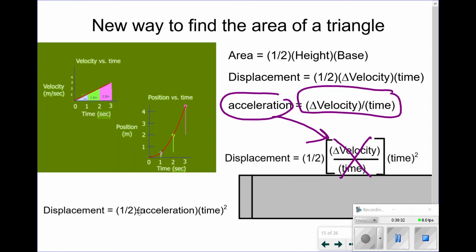This is a far more useful equation than 1/2 change in velocity over time, because for the change in velocity, I have to wait for the motion to be over to actually know what's going to happen. Here, I can now make a prediction.